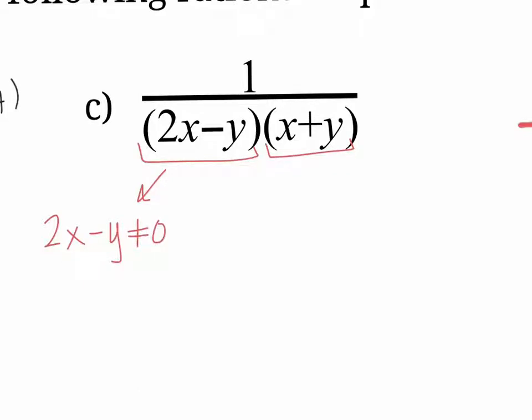So I can choose to isolate for x here or y. I'm going to choose to isolate for x, and let's just see what happens. So 2x cannot equal y, and then if I divide by 2, x cannot equal y over 2. So there's our first restriction.